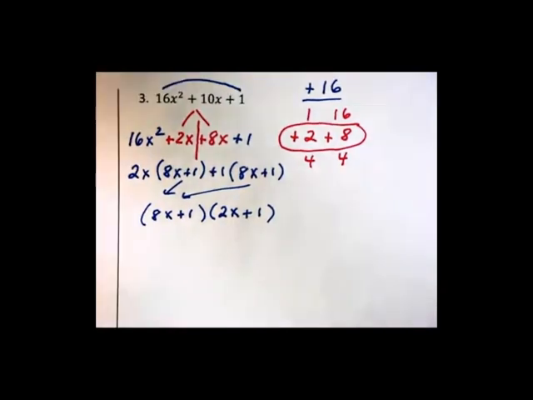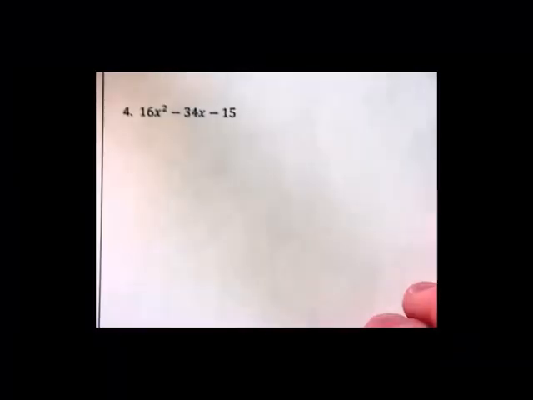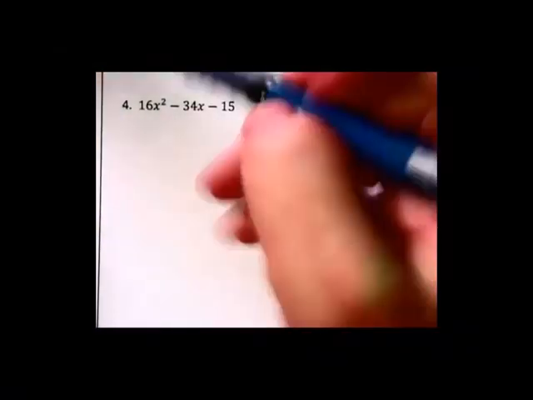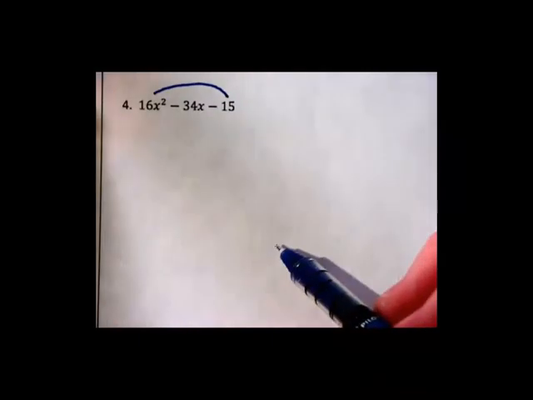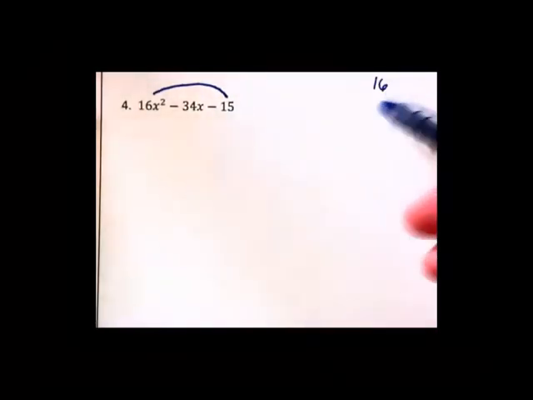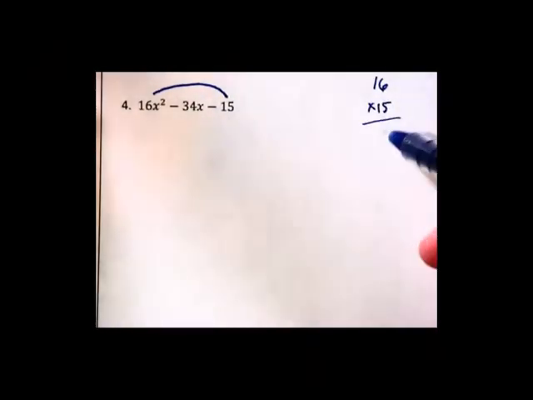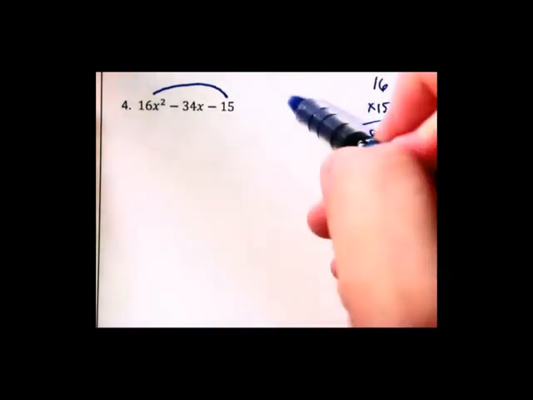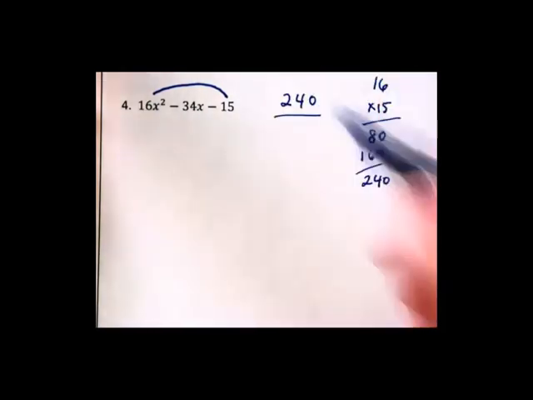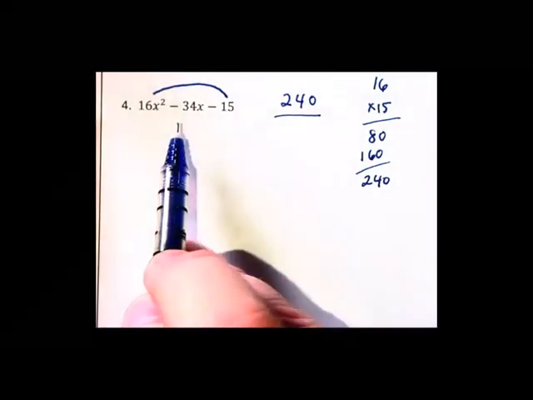Now, problem number 4 is why I'm not really wild about the AC method. Notice how we've got to go 16 times 15. Okay, off to the scratch paper. 16 times 15. 5 times 16 is 80. Put our 0 down. There's our 16. 240. I'm looking for two numbers that will multiply to 240 and add up to negative 34.